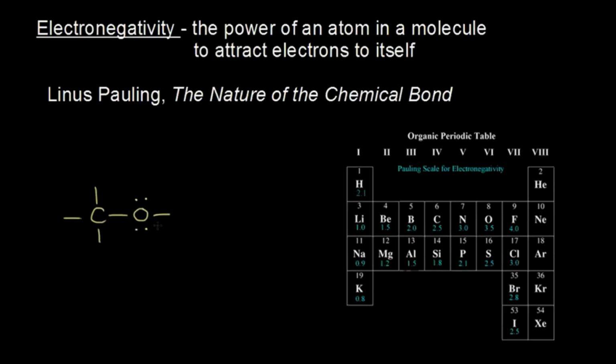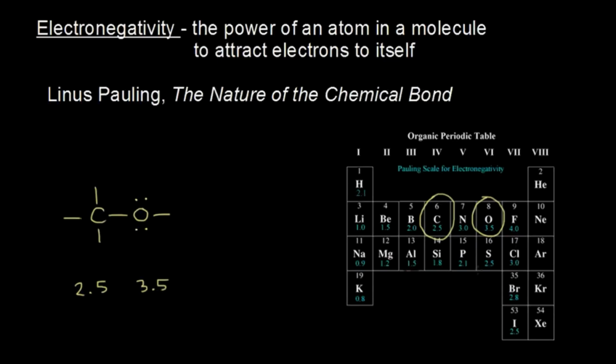And to do that, I need to look over here on the right at the organic periodic table, which shows the elements most commonly used in organic chemistry. And then in blue, it gives us the Pauling scale for electronegativity. So Linus Pauling actually calculated electronegativity values for the elements and put them into the table, and that allows us to compare different elements in terms of their electronegativities. For example, we are concerned with carbon, which has an electronegativity value of 2.5. And we're going to compare that to oxygen, which has an electronegativity value of 3.5. So oxygen is more electronegative than carbon.